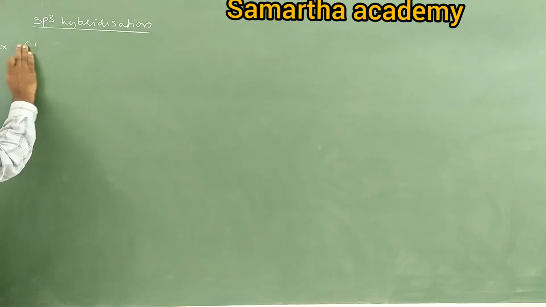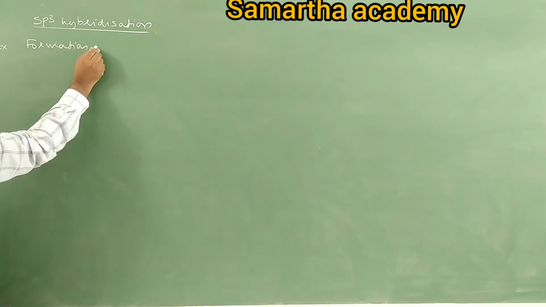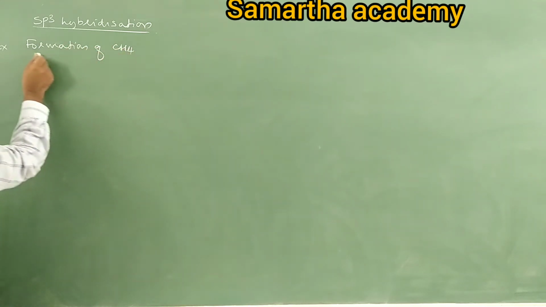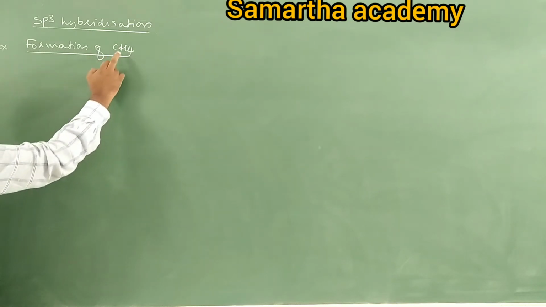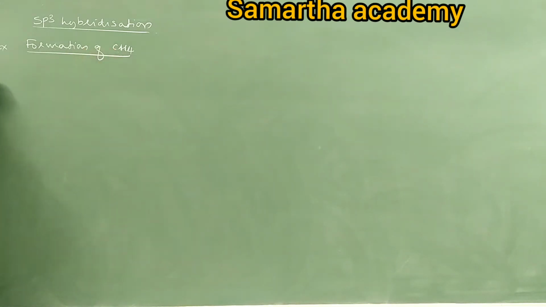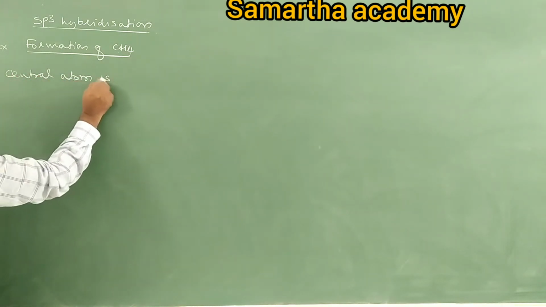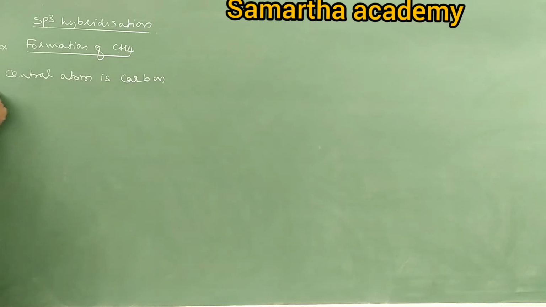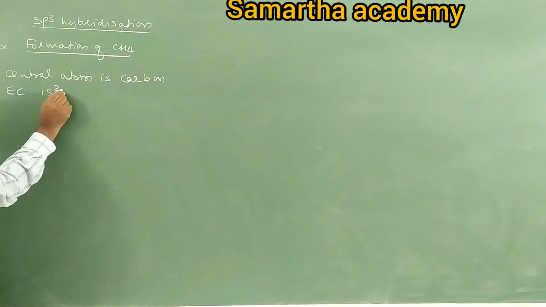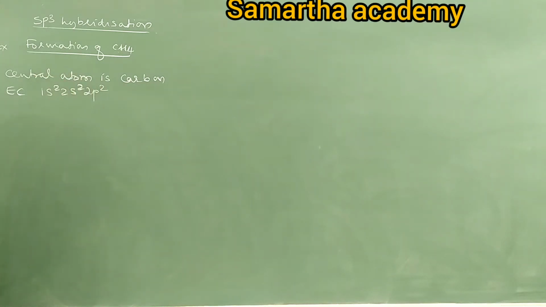Methane, CH4, or formation of CH4. Formation of methane is an example for sp3 hybridization. Okay, now tell me, in methane what is the central atom? First, the central atom is carbon. Okay, write down, central atom is carbon. Its electronic configuration is 1s2 2s2 2p2, right?